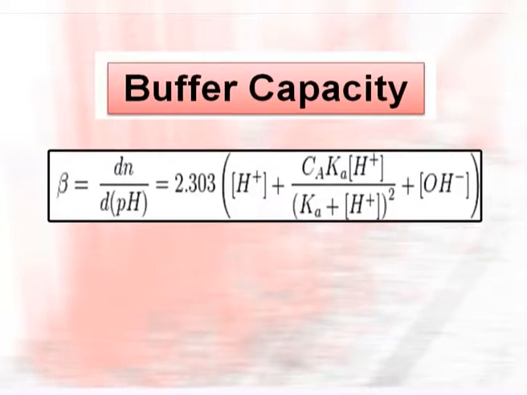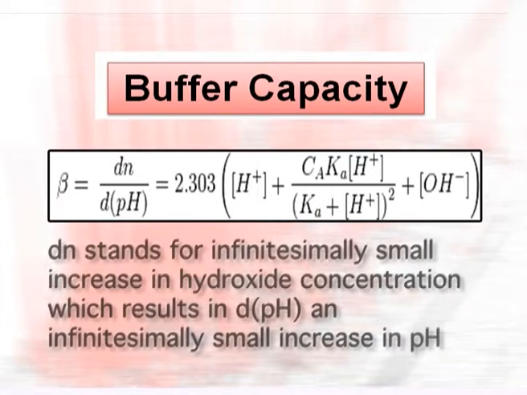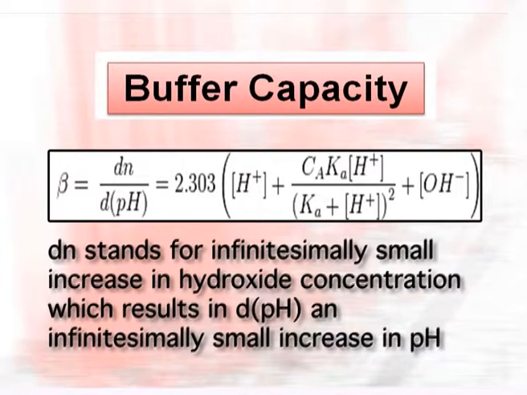Buffer capacity beta is a quantitative measure of the ability of the buffer to resist change of pH upon addition of hydroxide ions. Buffer capacity beta equals dN by dpH, where dN stands for an infinitesimally small increase in hydroxide concentration, which results in dpH, an infinitesimally small increase in pH.